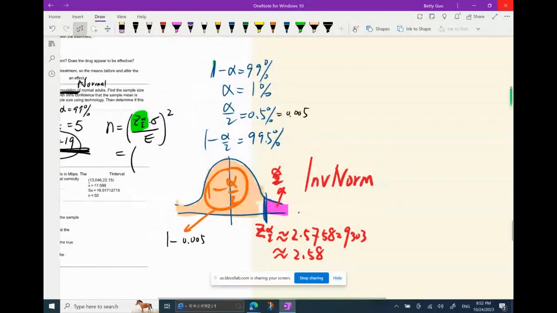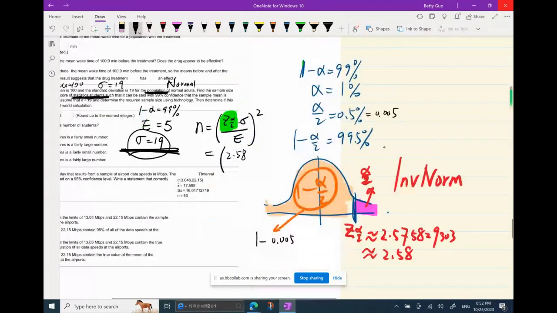Okay, so let's plug in. The critical value is 2.58, and the recommended sigma is 19. The margin of error is 5, and then raised to the power 2. This is what I do with the calculator technology.